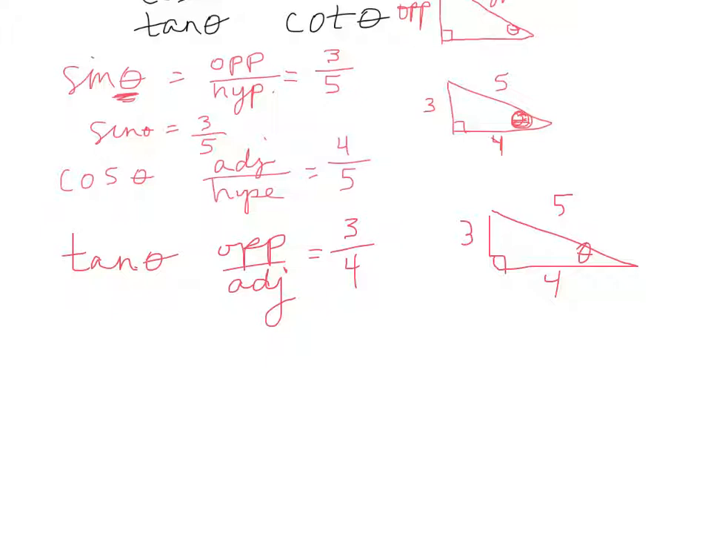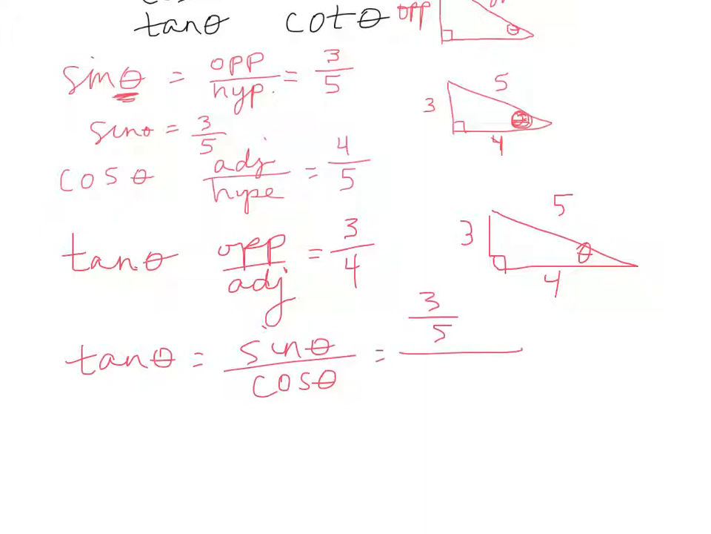So tangent is 3/4. Tangent is also, by the way, another definition of tangent, not having to do with sides. Tangent is also the sine divided by the cosine. So if I did that, and I took my sine value of 3/5, and I divided it by my cosine value of 4/5.